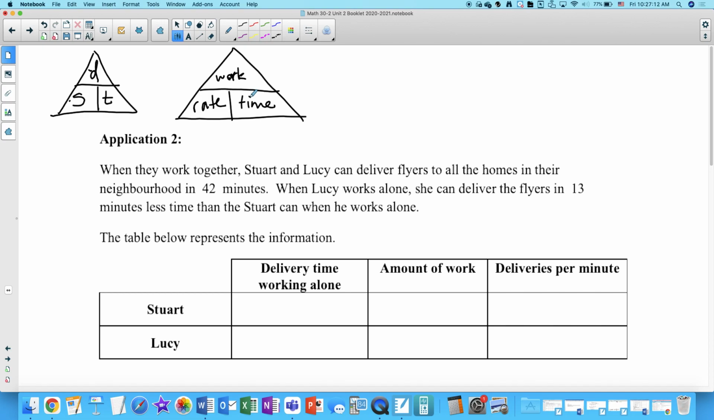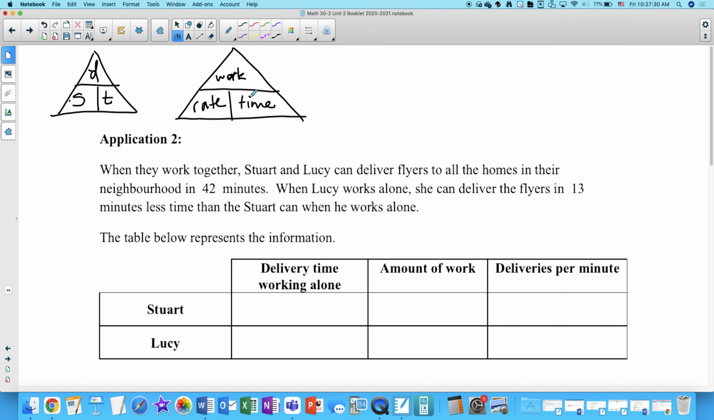But this is a little bit more general, in that if you're thinking about the rate at which something is going to get done, that's equal to how much work did you do? How much has been done divided by the amount of time that it took to do it.